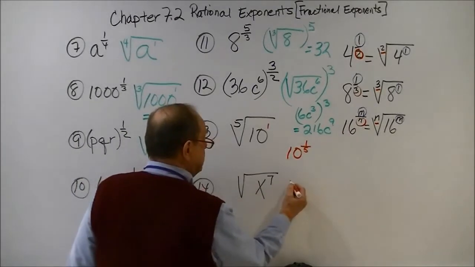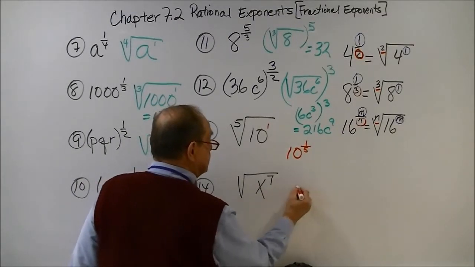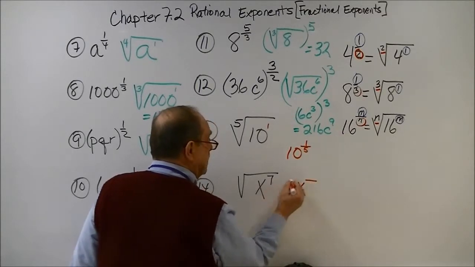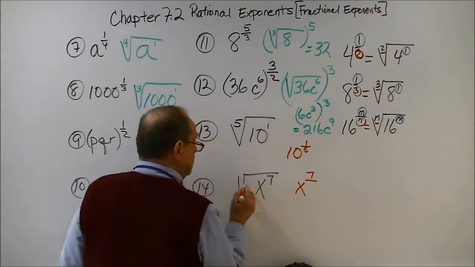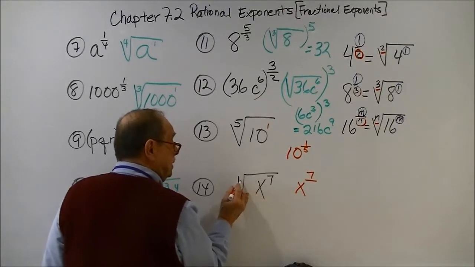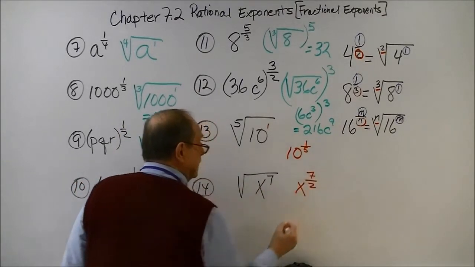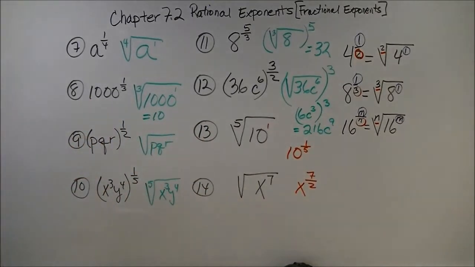And for this one, our base is x. Our exponent is our numerator. And our denominator would be the index number, that's 2. So again, if you understand what's going on here, a very useful thing.